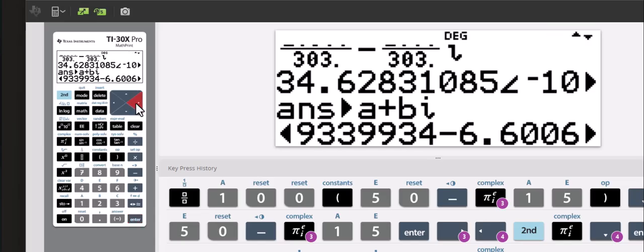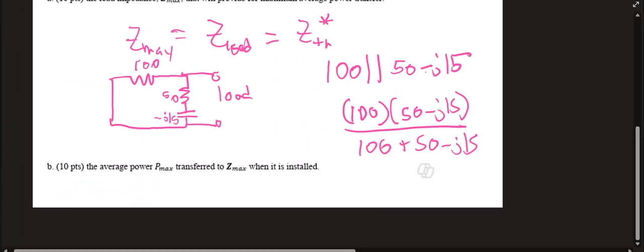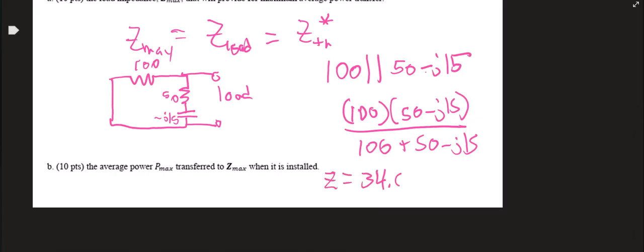33.99 minus J6.6. Okay, so y'all tell me those two numbers again. The polar was 34.6 at angle of negative 11. And the rectangular was 34 minus J6.6. Yes. Okay.